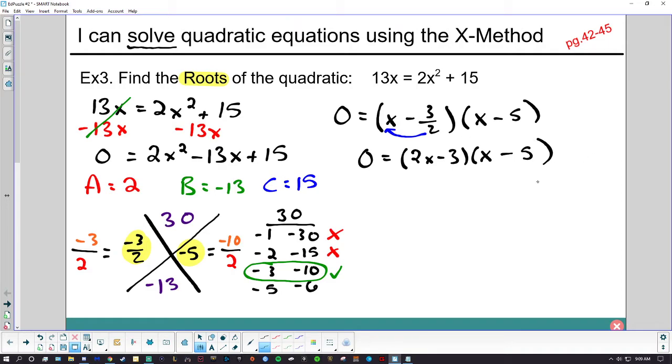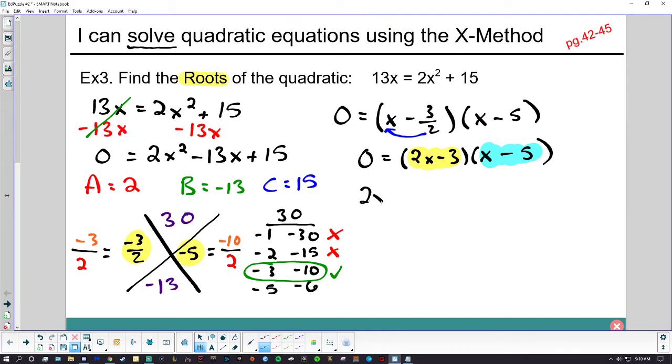Okay, so we have successfully factored the quadratic. However, we haven't found the roots yet. We still need to find the roots. In order to find the roots, I'm going to set my two groups, my 2x minus 3 and my x minus 5, equal to 0 and solve for x. These are going to tell me my zeros, my solutions, my roots, my x-intercepts, all the same thing. They're going to give me my solutions.